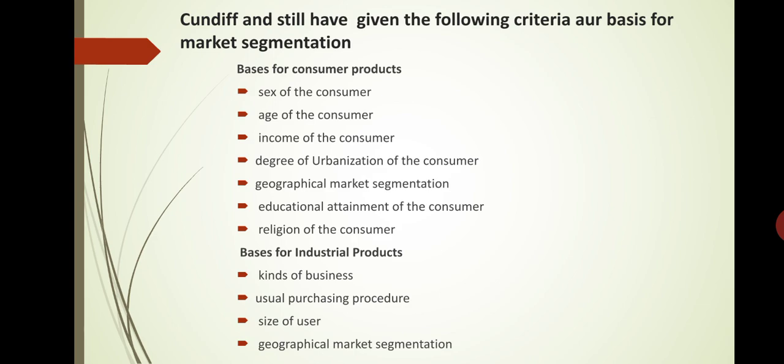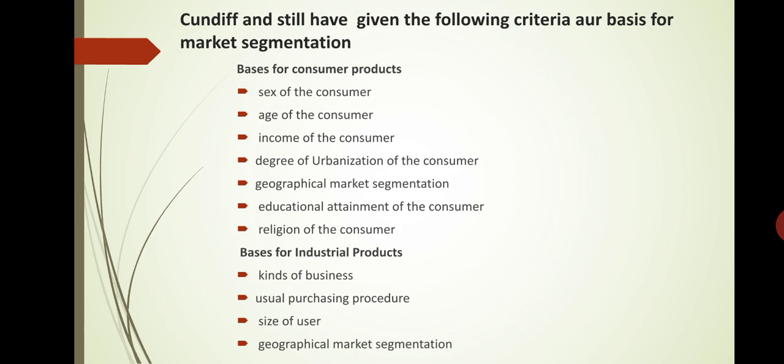So according to the kinds of the business, they divided the total market into subgroups or segments. Second one, usual purchasing procedure of the buyer. Some buyers of industrial products adopt a very systematic and sound system of purchasing procedure, right? And some buyers do not pay much attention to purchasing procedure. So the market of industrial products can be segmented on the basis of purchase procedure.